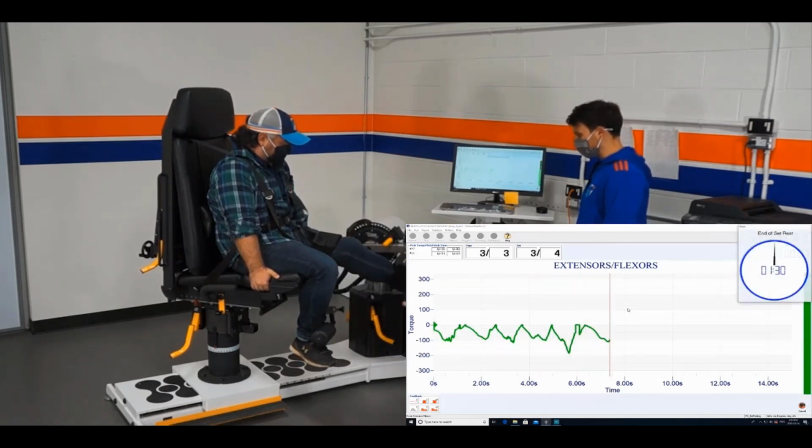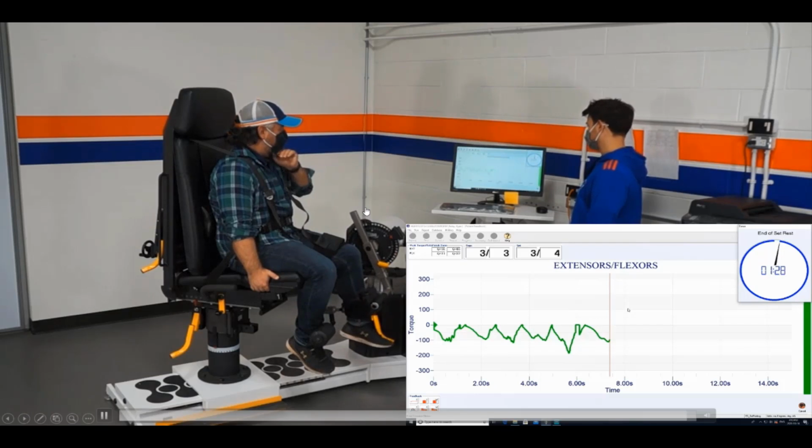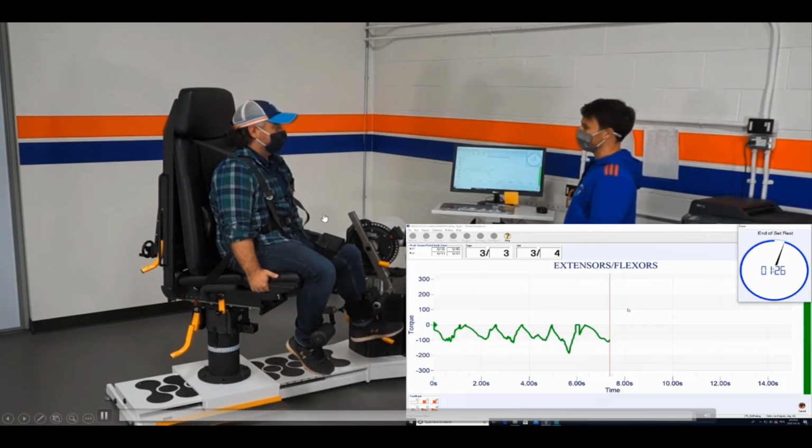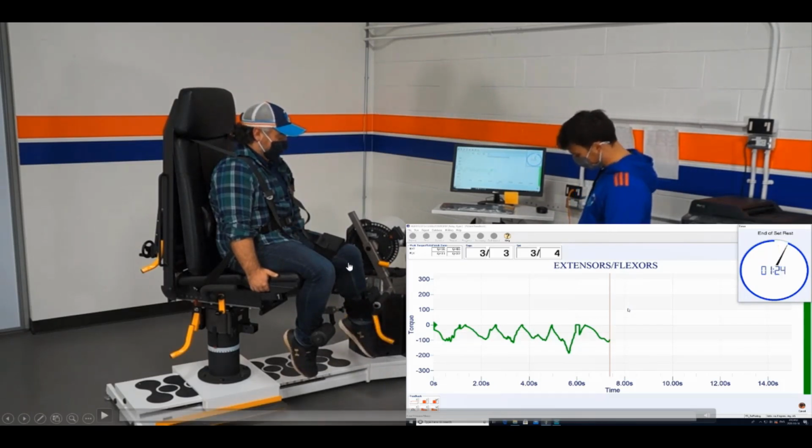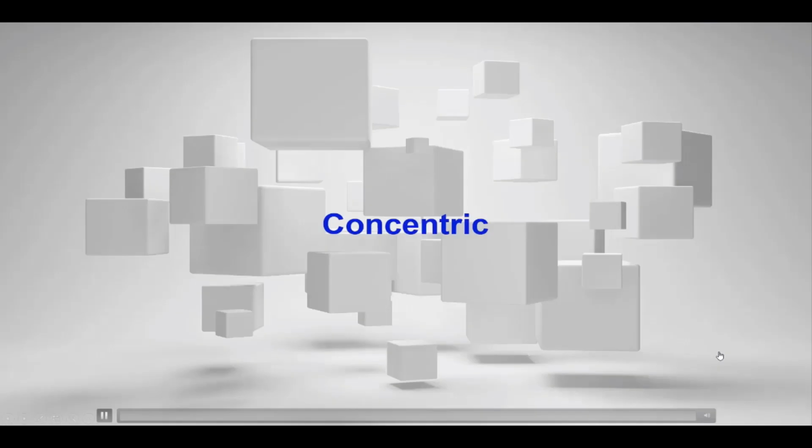There you go. All right. So Ian's done there. That was our testing session for our eccentric strength at 3 different speeds, 30, 90, and 150 degrees per second concentric and eccentrically. So, let's start.